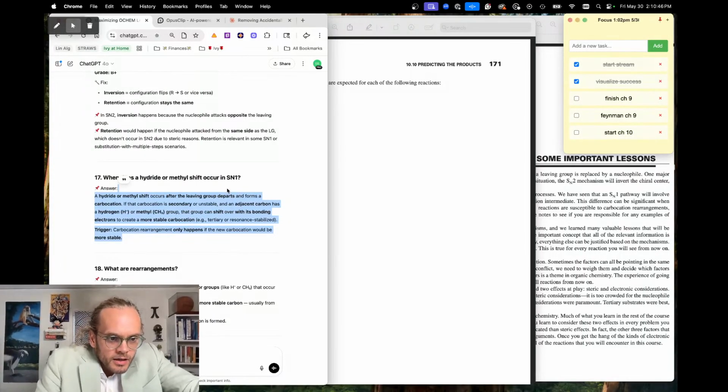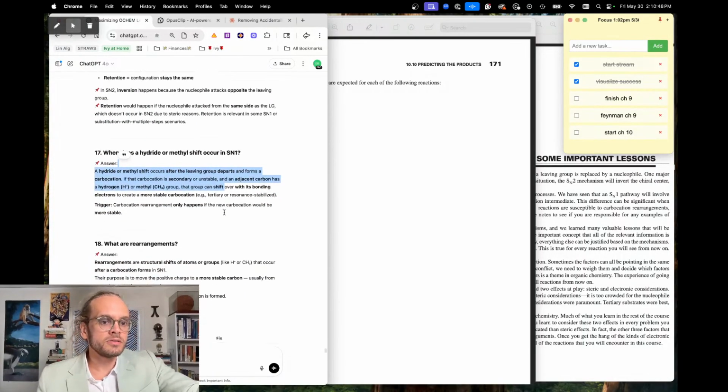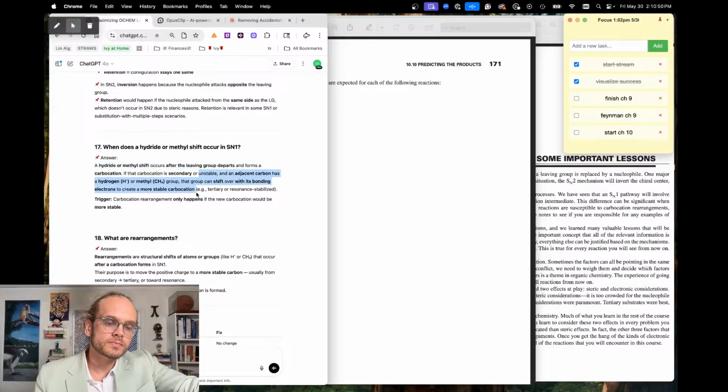Okay, hydride or methyl shift. More stable carbocation.